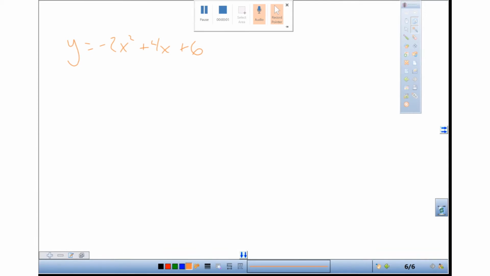Okay, so we're going to identify several parts. We're going to identify the vertex, the axis of symmetry, the domain and range, and we're going to identify the zeros if there are any. And to do that, we're going to start by graphing it.